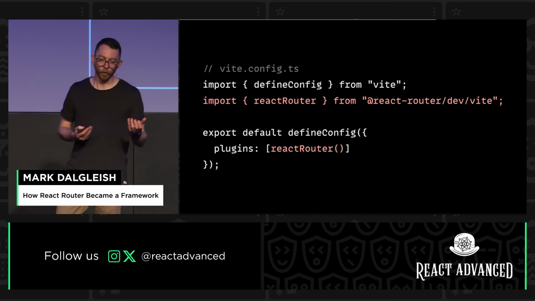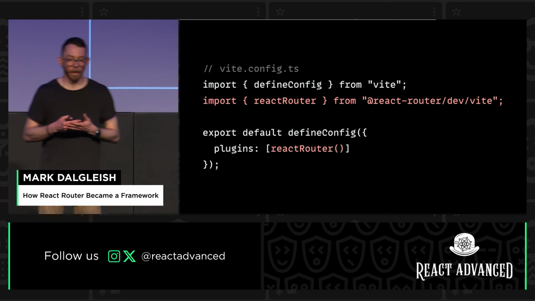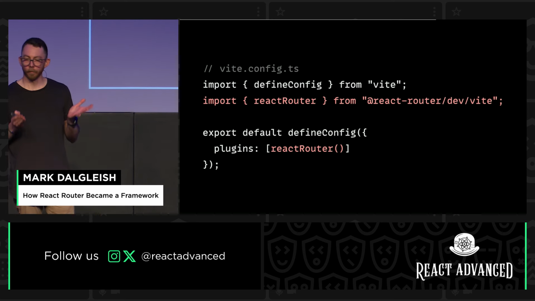In your Vite config, you can pull in the React Router plugin from React Router/dev/Vite, and you add the React Router plugin to your Vite plugins array.